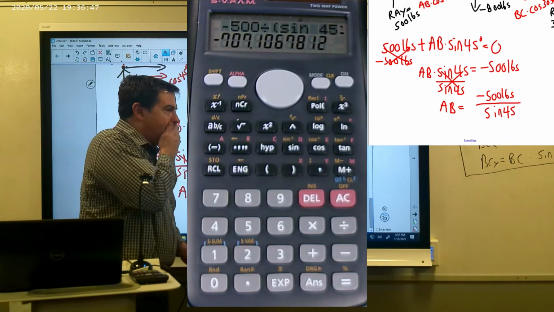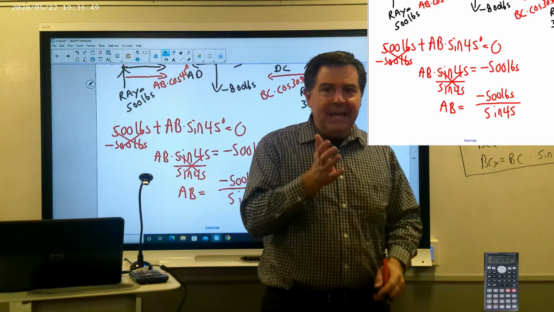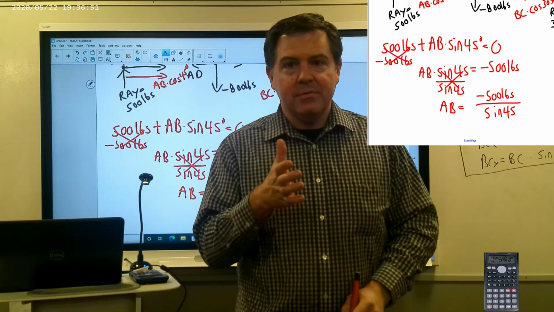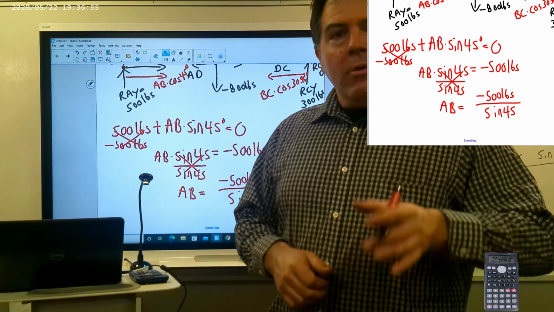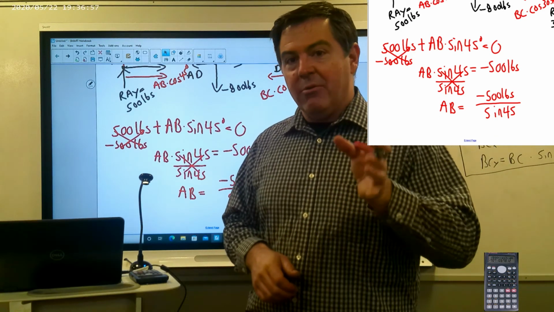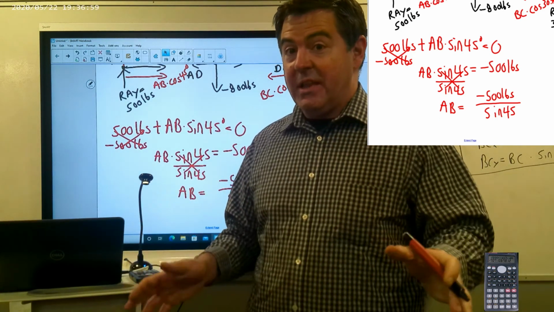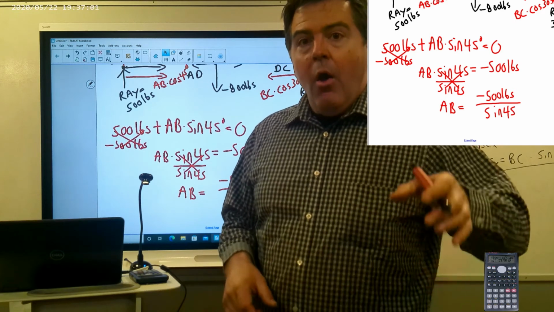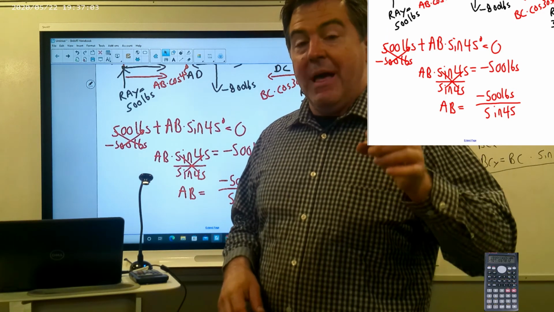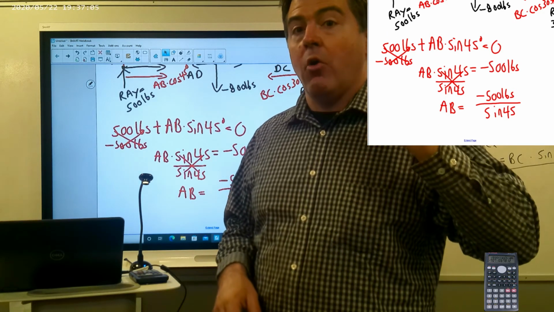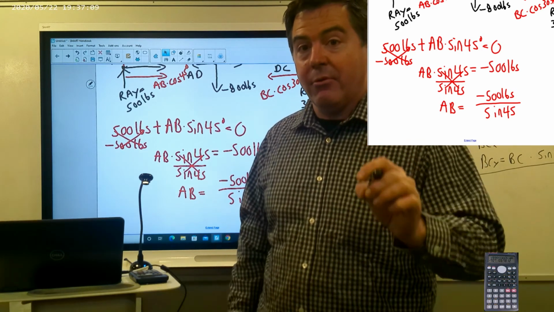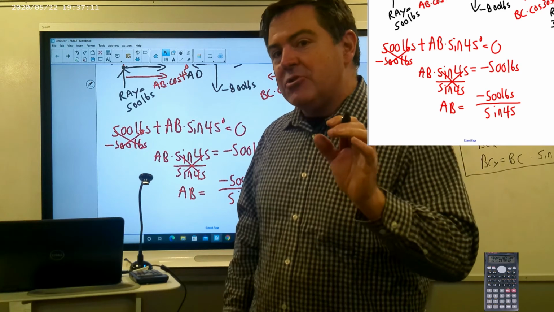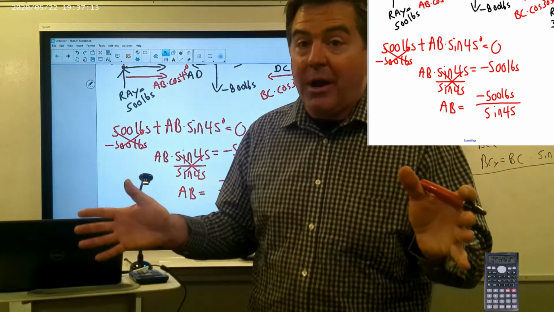Well, wait a minute here. How can I have a negative force on a member? What does that mean? The answer is I can't. Remember I said that we assumed that everything was in tension, but we knew that it was physically impossible for it to be in tension? Well, a negative number tells me that my assumption of tension was wrong, and therefore that member is actually in compression.